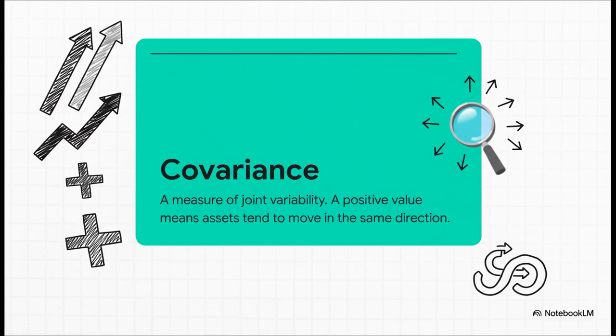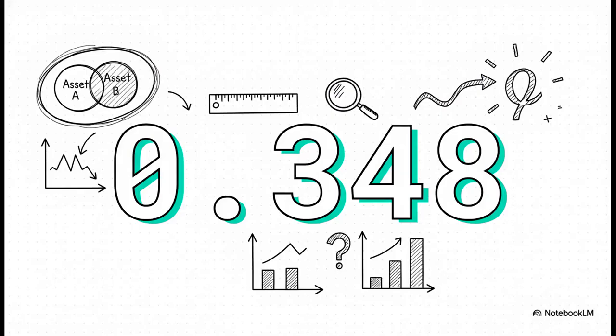A positive covariance confirms what we already saw. Our two stocks tend to move in the same direction. The problem is, the raw number itself is really hard to interpret. Is a covariance of 50 a lot? A little? It's not immediately obvious. So to fix that problem, we standardize it. We scale that covariance number down to create a much more intuitive metric, the correlation coefficient. You'll often see it written with the Greek letter rho. And for our two stocks, that number is 0.348.